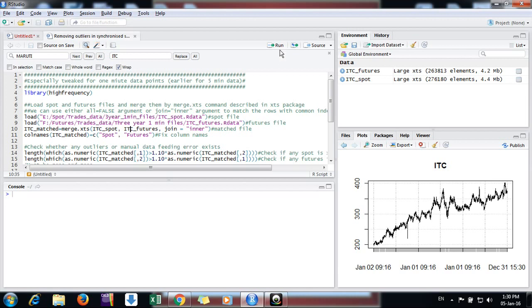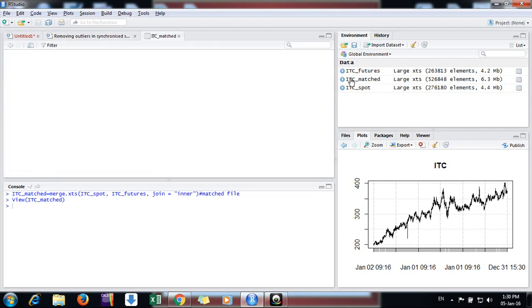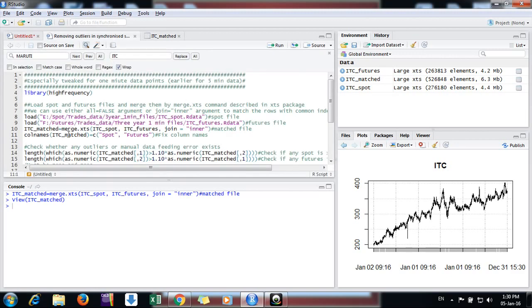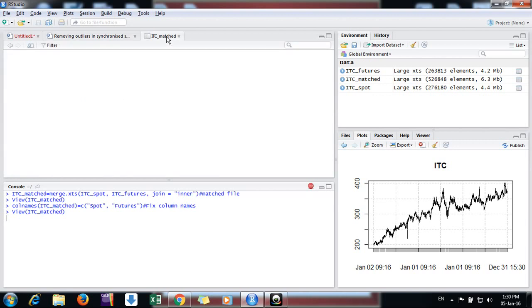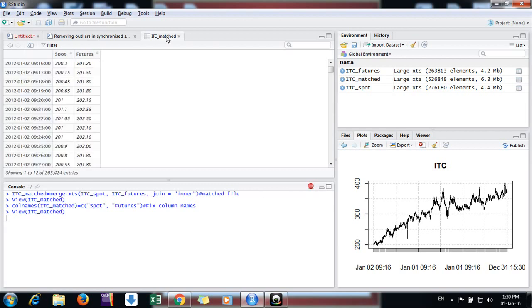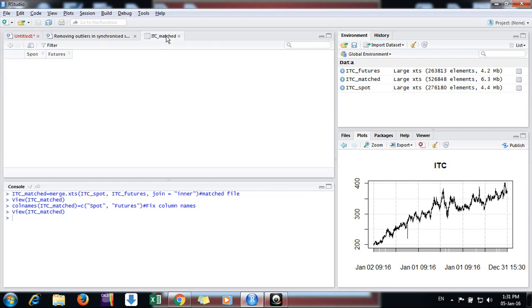So by using the merge command, as I have shown in my earlier videos, I am merging that. Now we have a series here, ITC matched. In that series, I have a timestamp, spot, and futures price. Those are synchronized. I'm just naming the columns spot and futures. It's taking some time because it's almost 276,000 observations for spot and futures.